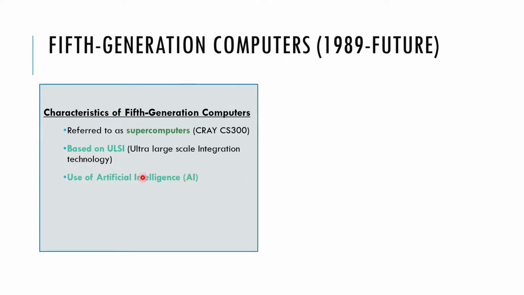Use of artificial intelligence came into picture during the fifth generation computer. Students, artificial intelligence is a branch of computer science that aims to create computers which can think, behave, and react in the same way as humans do. Huge development of storage compared to the previous generation computers. All kinds of high level languages like C, C++, Java, .NET, etc. came into use during the fifth generation computer.